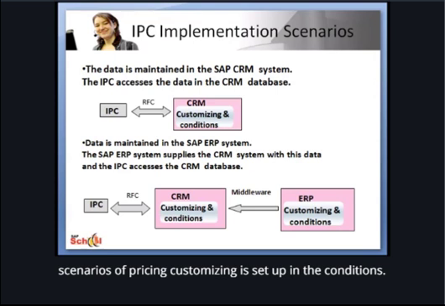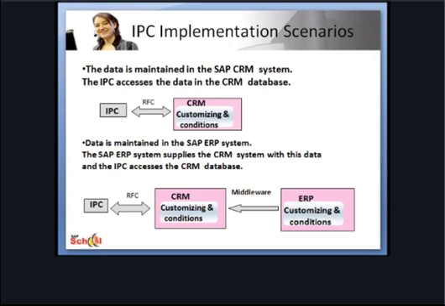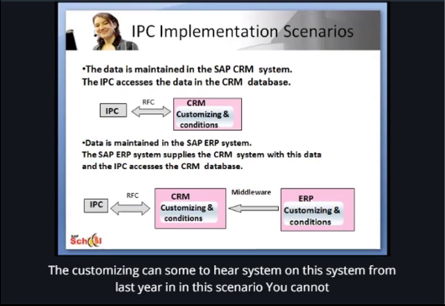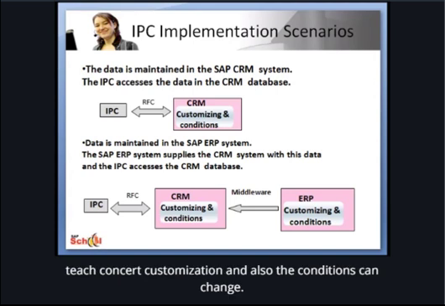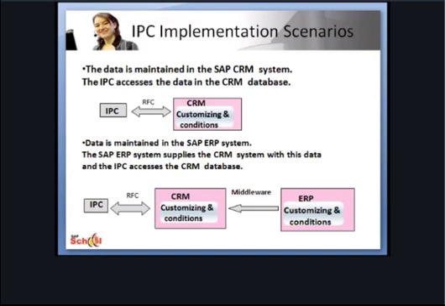In scenarios with ERP integration, the pricing customizing is set up in ERP and the conditions are maintained there. Both the customizing and master data can be transferred from the ERP system to the CRM system via CRM middleware. In this scenario, you cannot change the transferred customizing in CRM. Also, the transferred conditions cannot be changed in CRM. This scenario is used when you typically want ERP billing for certain CRM business transactions.